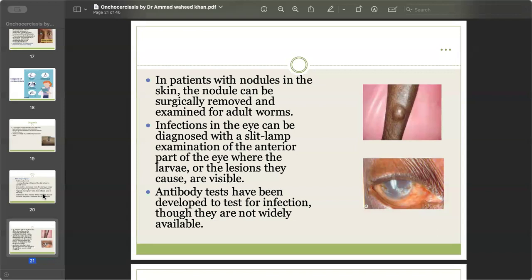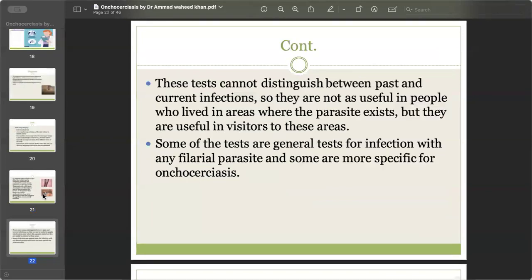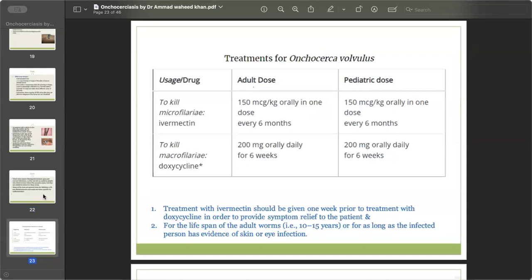Antibody tests have been developed to test for infection, though they are not widely available. These tests cannot distinguish between past and current infections, so they are not as useful in people who lived in the area where the parasite exists, but they are useful in visitors to these areas. Some of the tests are general tests for infection with any filarial parasite, and some are more specific for onchocerciasis.